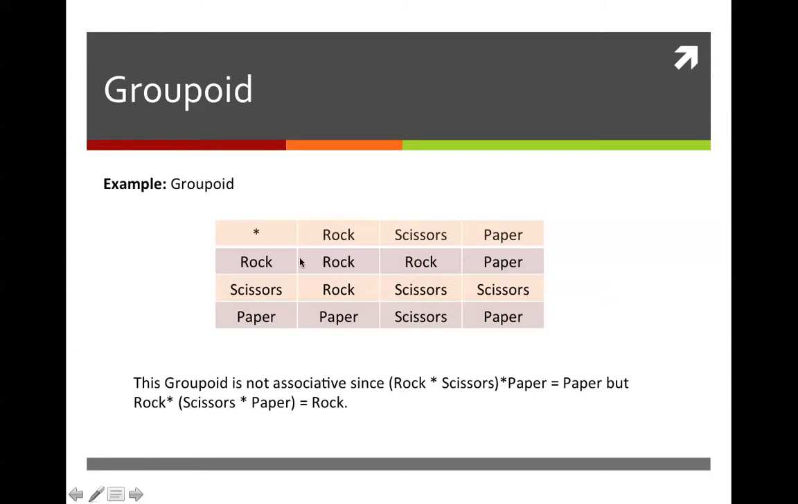And the rest of the table is also commutative, which is to say that A times B is equal to B times A. That's what we call a commutative operation.